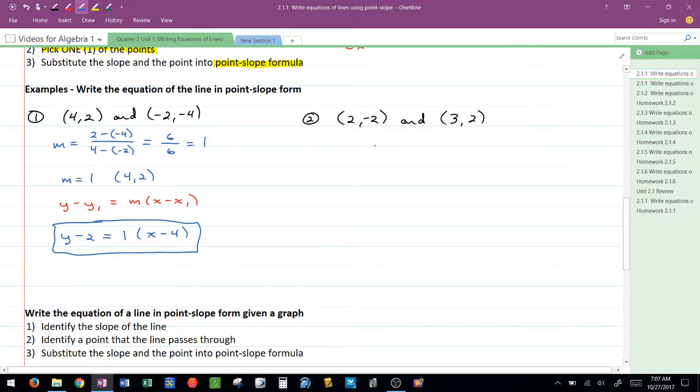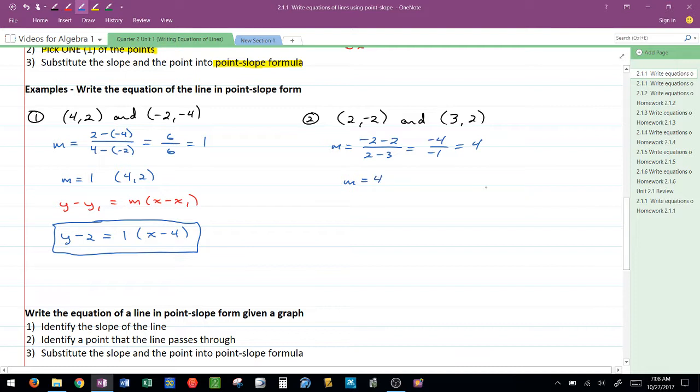Okay, so the next equation here, I've got 2 points. I don't know the slope. I got to find it first. The slope is the change in y over the change in x. That would be -4 over -1. Double negative, I know that the slope is going to be 4. So I have a slope of 4.